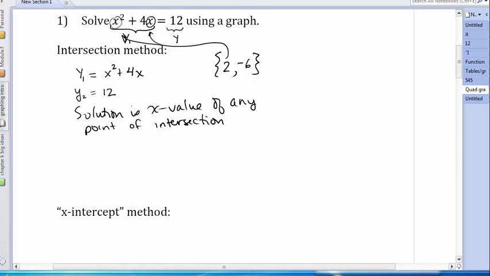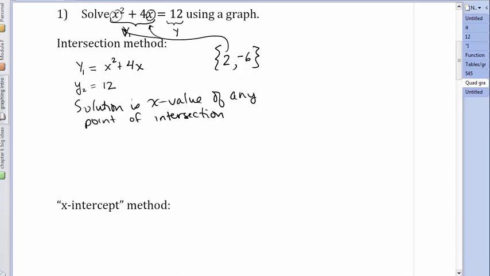So my equation that I have here is x squared plus 4x equals 12. Instead of putting those in as two separate equations, y1 and y2, before I put it in my calculator, I'm going to set this thing equal to 0. So I'll have x squared plus 4x minus 12 equals 0.